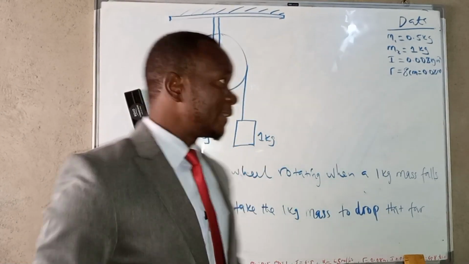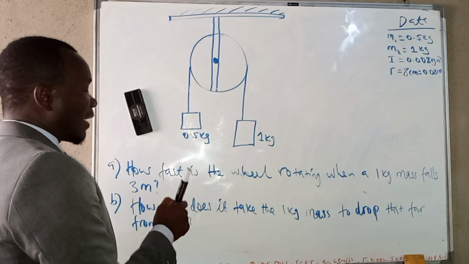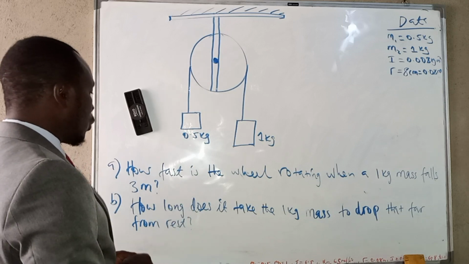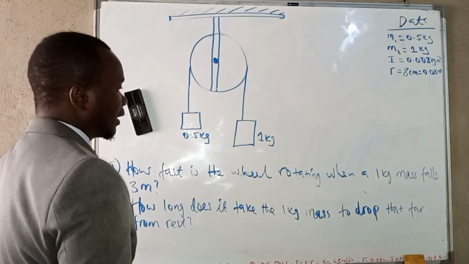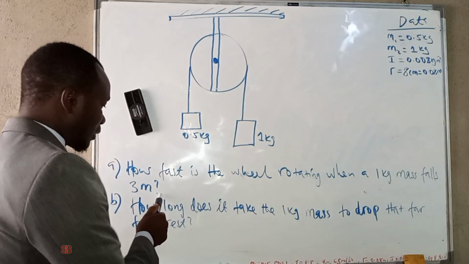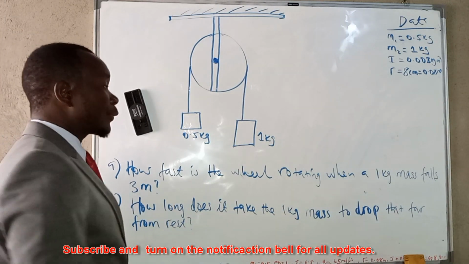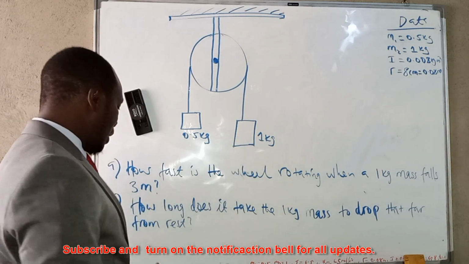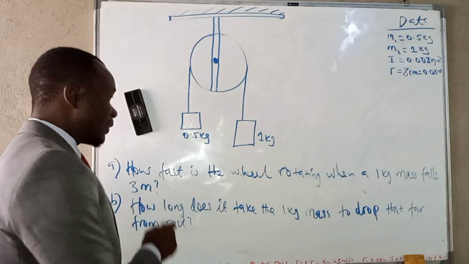In this video, we're going to find the speed, or rather the angular velocity or angular speed, which this mass is going to have when rotating after falling this displacement or this distance, and the time it will take to drop from the initial position until it covers this distance.